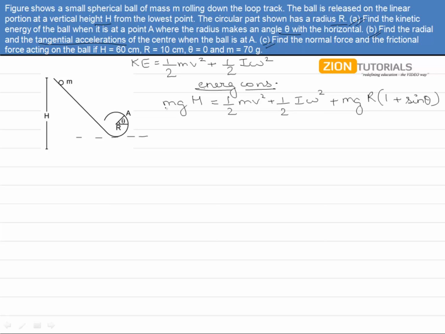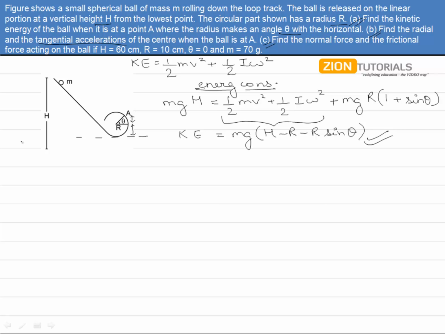How we got this: it is mgr, plus mg times r sine theta, so this is mgr sine theta. So this is mgr into 1 plus sine theta. Got it? And now, this is our kinetic energy. Taking these to one side, the kinetic energy equals mg into h minus r minus r sine theta.